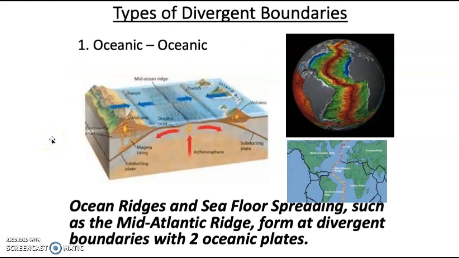So you have oceanic and oceanic crust. When those are pulling apart, you'll see an oceanic ridge or sea floor spreading, such as the Mid-Atlantic Ridge, which you would find out in the Atlantic Ocean. And this is a boundary where those two oceanic and oceanic plates are moving away from each other.